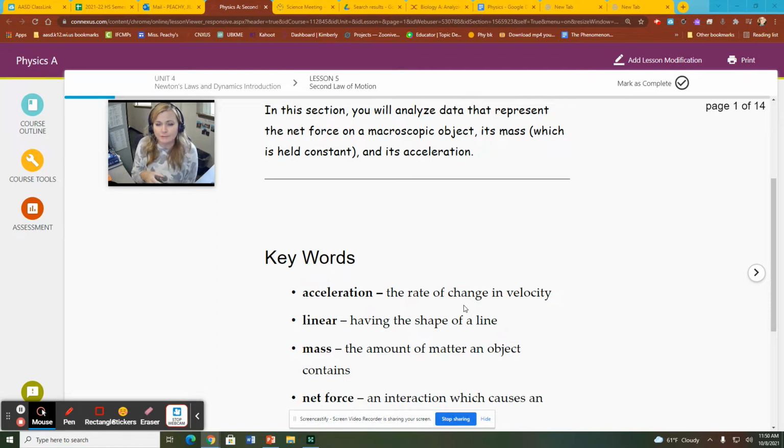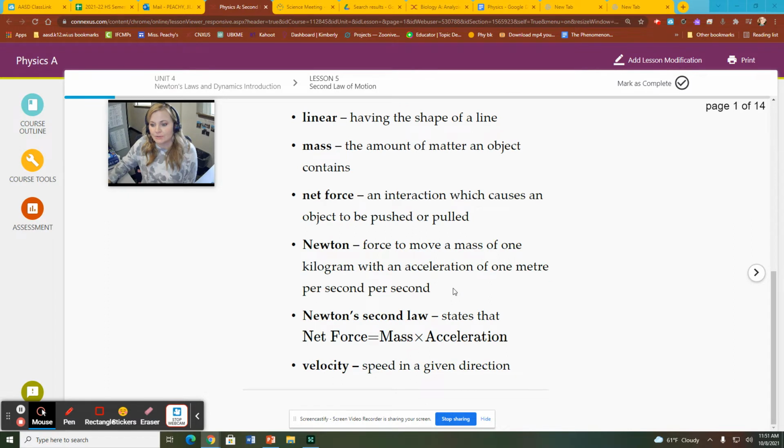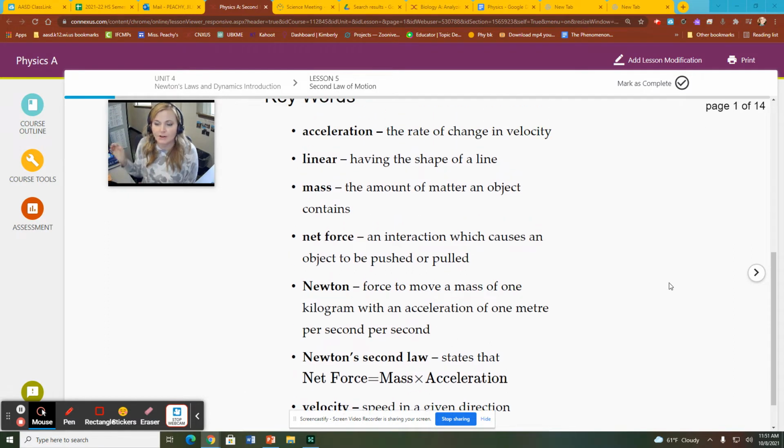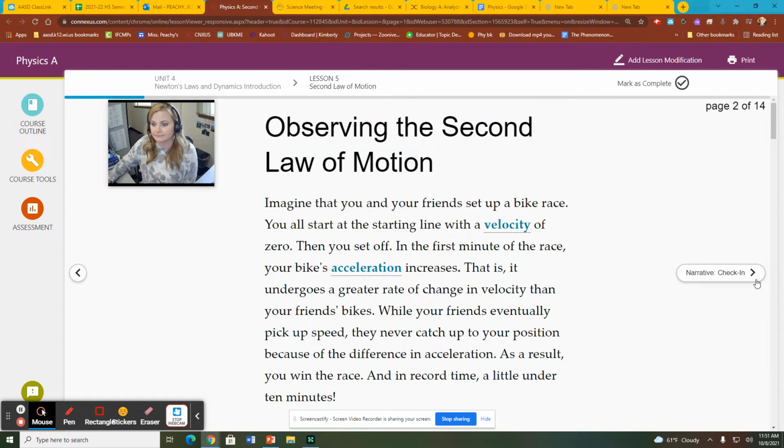Newton's first law and Newton's second law really go hand in hand. Newton's first law told us that inertia was the resistance to motion an object has, right? That it takes force to be able to move an object. It has resistance to motion that's proportional to the mass. So mathematically, we can define this using Newton's second law. Our terms here are acceleration, linear, mass, net force, Newton's second law, and velocity.